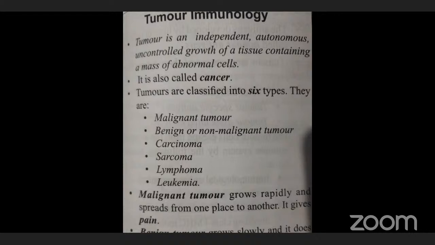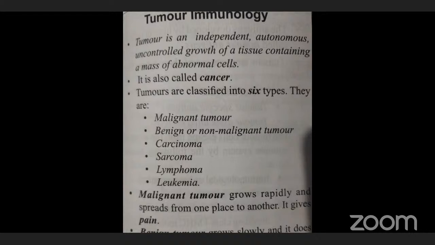Further, tumors are classified into many types based on the nature of tissues affected. The common types are malignant and non-malignant. For example, another common type of cancer is carcinoma. Carcinoma means tumors arising from the epithelial cells. Epithelial cells means the skin cells, the outside cells. That is called carcinoma.